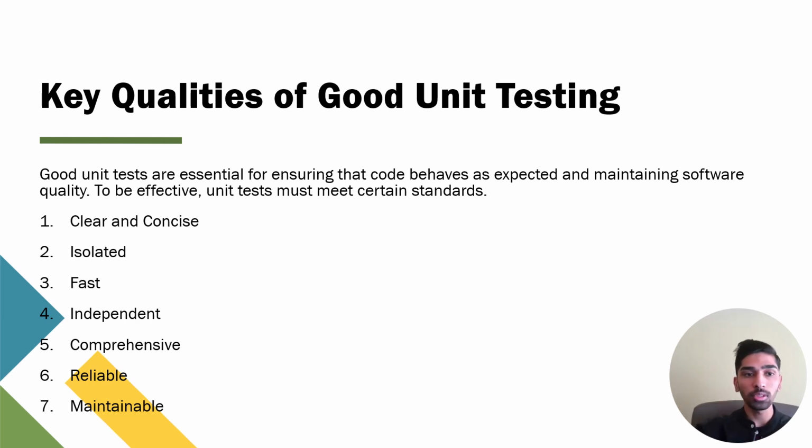Let's talk about the third one, fast. Unit tests should run quickly so that developers can execute them frequently without wasting time. Slow tests can hinder productivity and make it difficult to run tests, often reducing the value of test automation. Let's talk about independent. Each unit test should be independent of others. The outcome of one test should not affect the others. And let's talk about comprehensive.